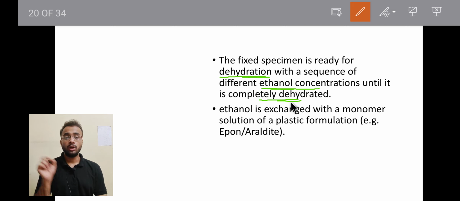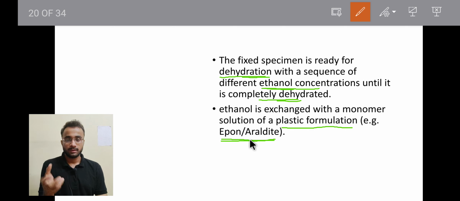Ethanol, or alcohol, acts as a dehydrating agent. It will remove all the water from the specimen. Ethanol is then exchanged with a monomer solution of a plastic formulation. After dehydration, we apply Epon or Araldite. These two are actually plastics.